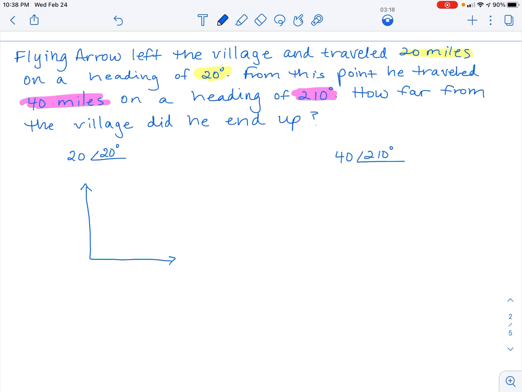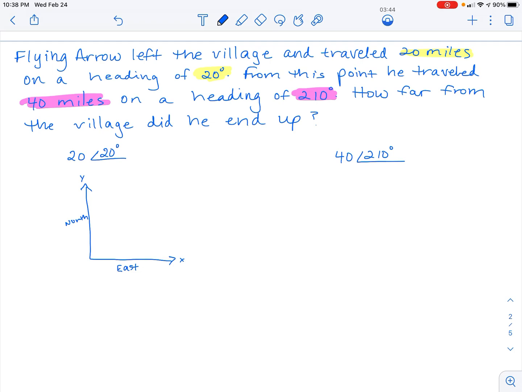So remember, we find our 20-degree angle. We start at the x-axis. But since we're talking direction, think about this. This is my x-axis and this is my y-axis. But since we're heading over to the right, this is going to actually be an eastward direction. And then this axis is going to represent north. It's going upward.